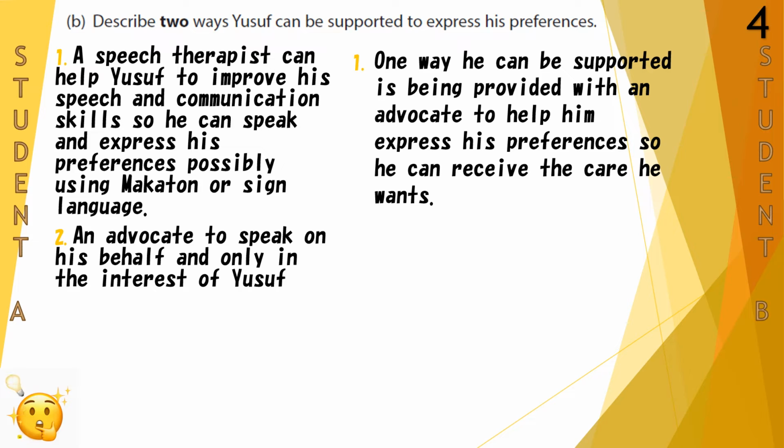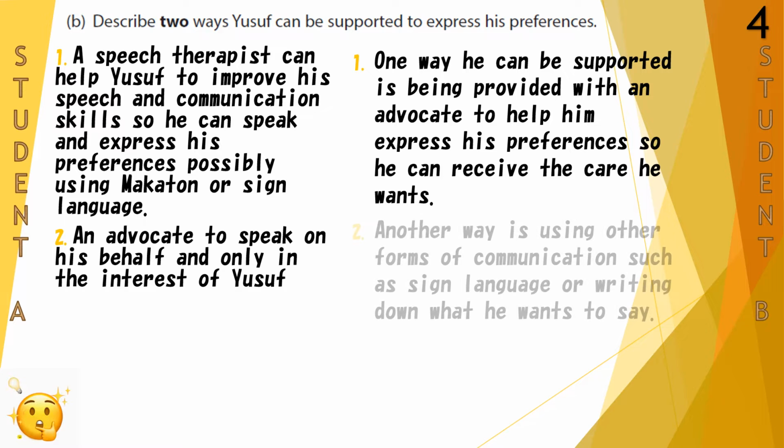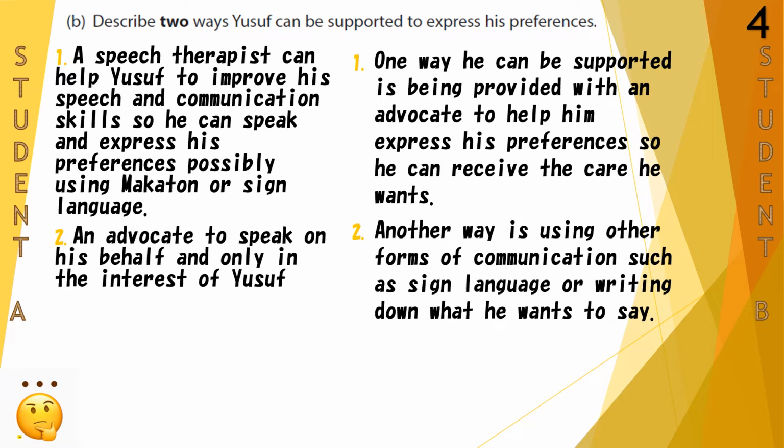Second answer, student B, said one way of supporting is to provide an advocate to help express his preferences so he can receive the care he wants. Their second response was another way is using other forms of communication like sign language or writing down what he wants to say. Again, very similar responses for these students, particularly A and B, and similar grades. They both received 3 marks out of the 4.